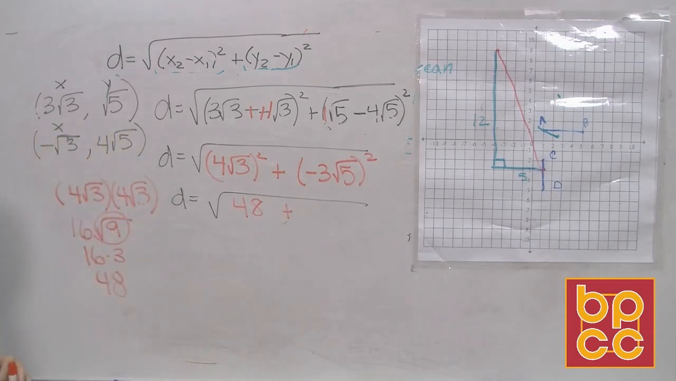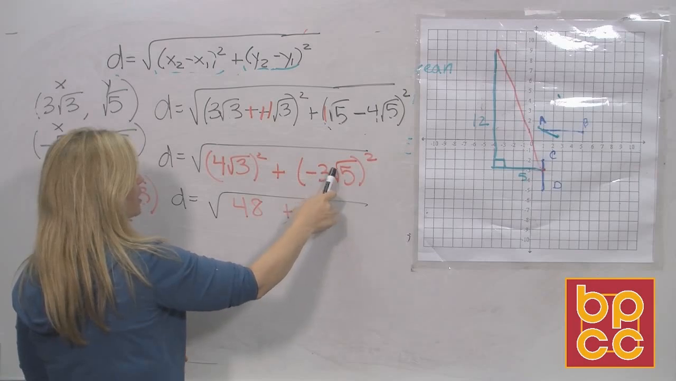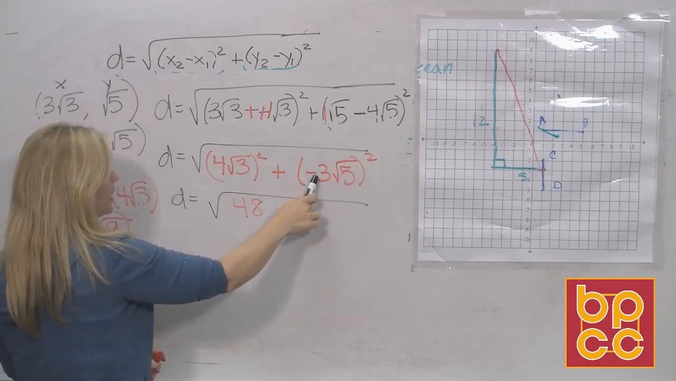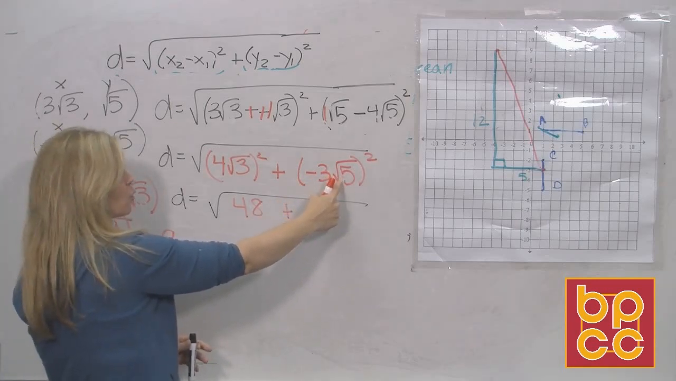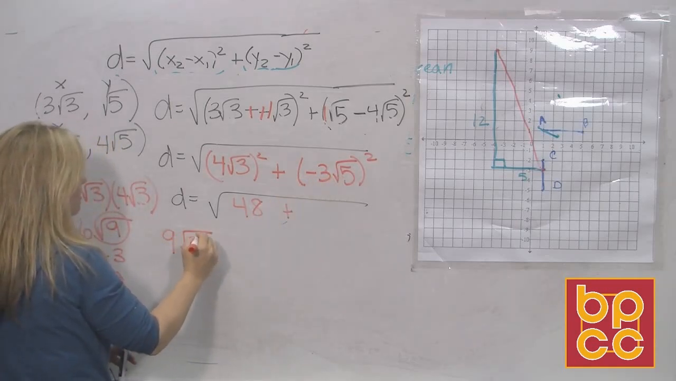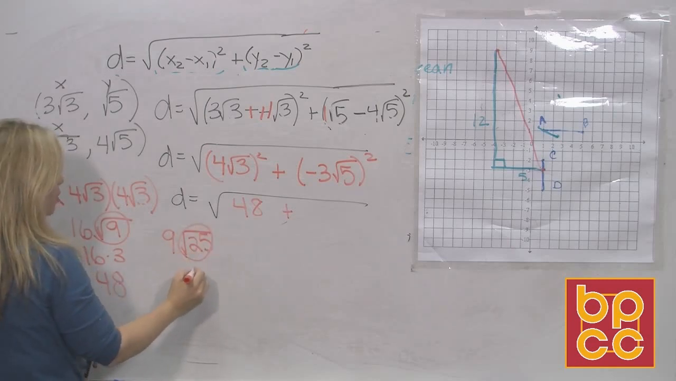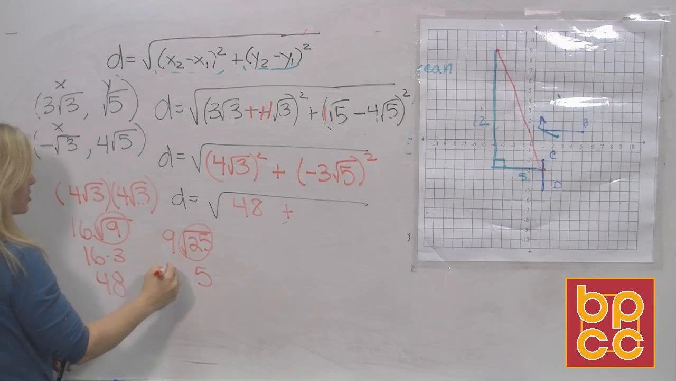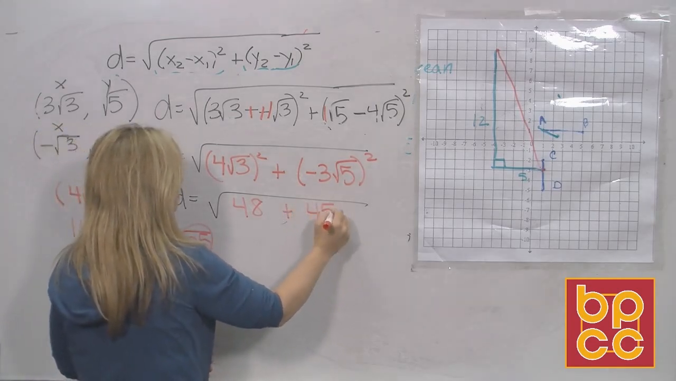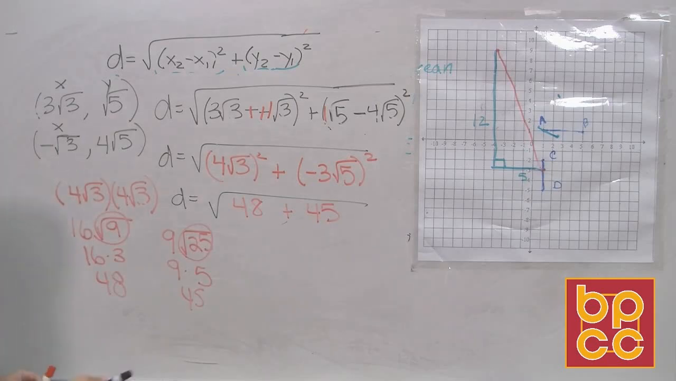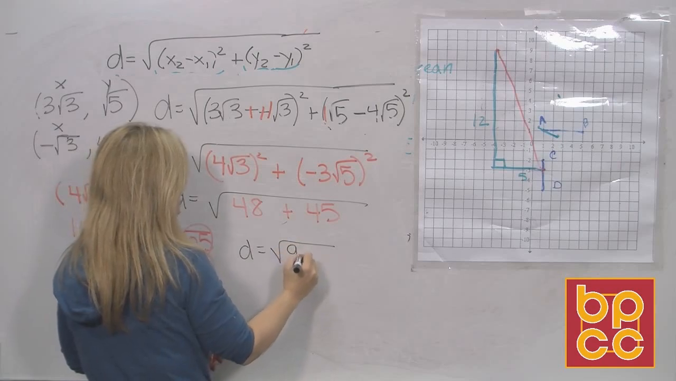Plus, we're going to do the same thing here. This is negative 3 square roots of 5 times negative 3 square roots of 5. Negative 3 times negative 3 would be 9. Square root of 5 times square root of 5 would be square root of 25. Remember, multiplying means it gets bigger. We know the square root of 25 is 5. 9 is a whole number. 9 times 5 is 45. Now we're going to add, because you have two numbers in a symbol, 48 and 45 add to 93.